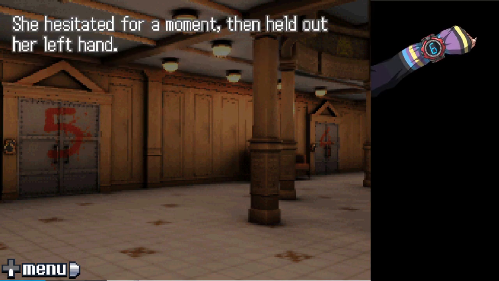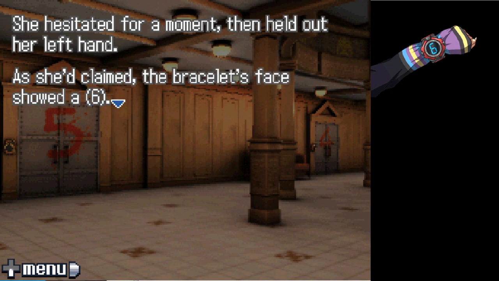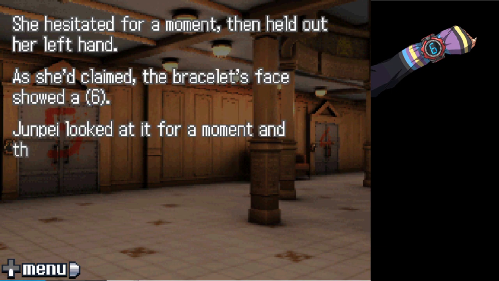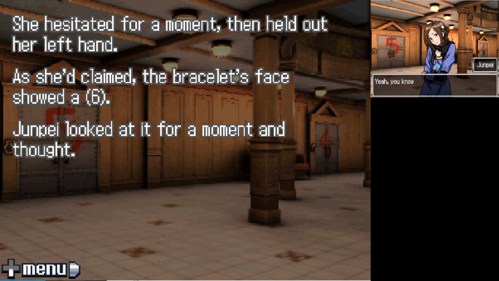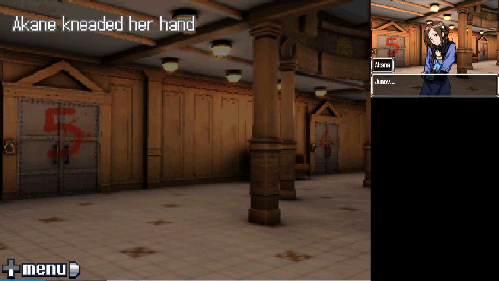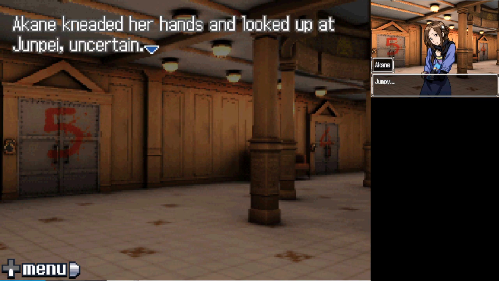She stayed silent for a moment, then held out her left hand. The bracelet's face showed a 6. Junpei looked at it for a moment and thought, alright. "Then why don't we call you June?" "June?" "You know, it's the 6th month of the year. You're June." She clasped her hands and looked up at Junpei, uncertain.